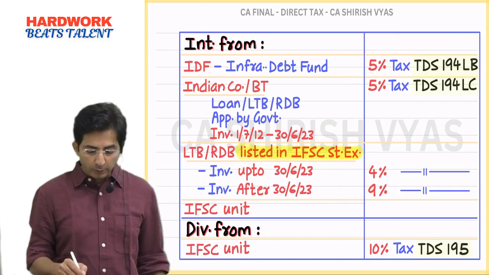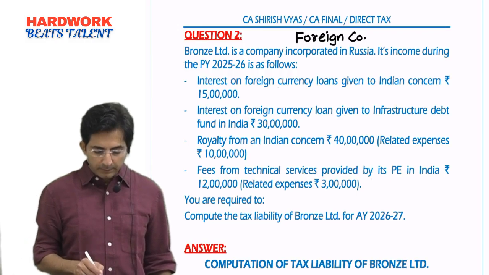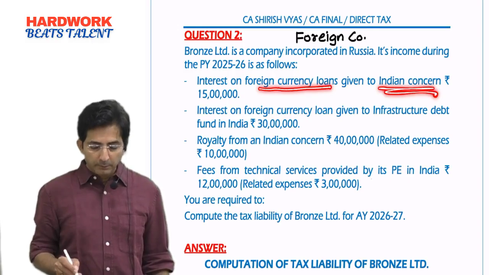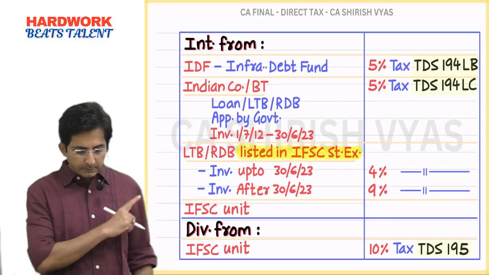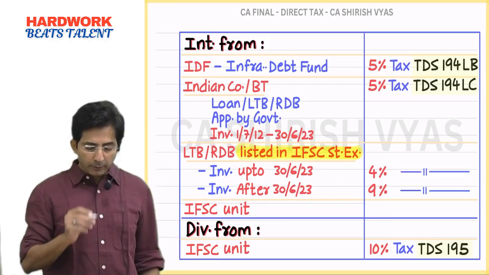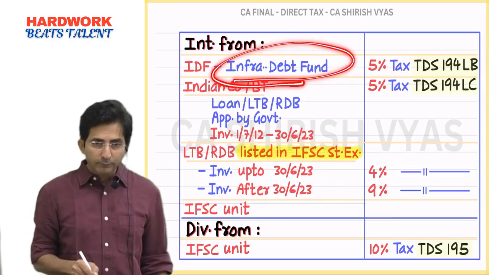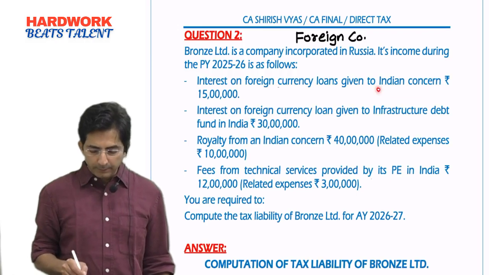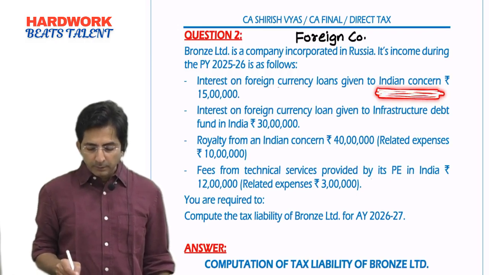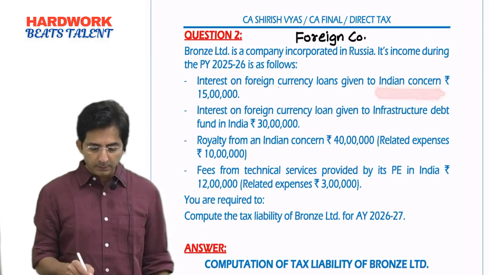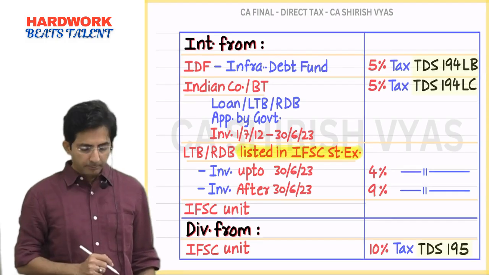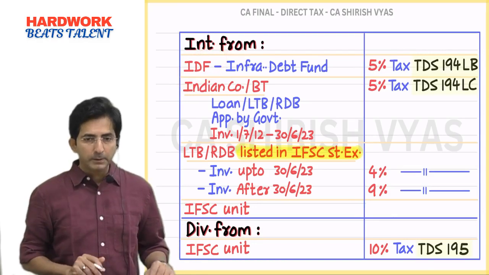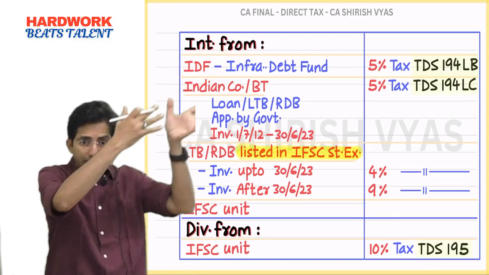You have to read the sum. What is given? Foreign currency loan given to Indian concern. Just check, does it fit anywhere? Is the foreign currency loan given to IDF? IDF is not written. What they have written is foreign currency loan given to Indian concern. Check where it fits. If the loan is given to IDF, then 5%. This FCNR is giving a loan to Indian people.